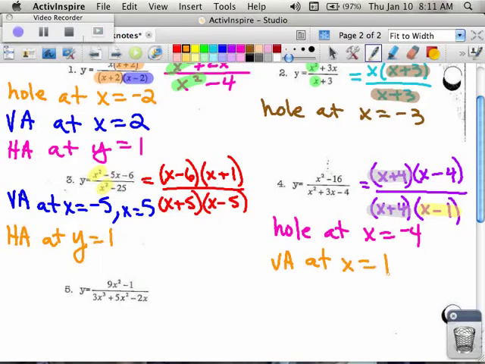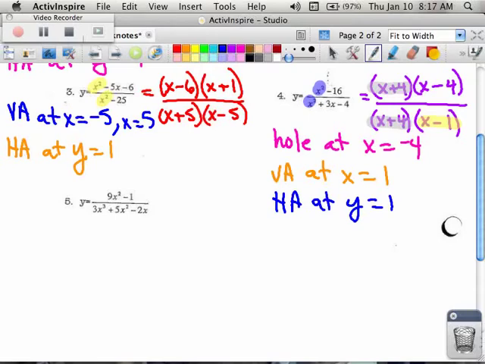And then the last thing that I notice is in the numerator I see an x squared, in the denominator I see an x squared. Those are the largest powers. If I were to divide those two things, that means that I have a horizontal asymptote at y equals 1.